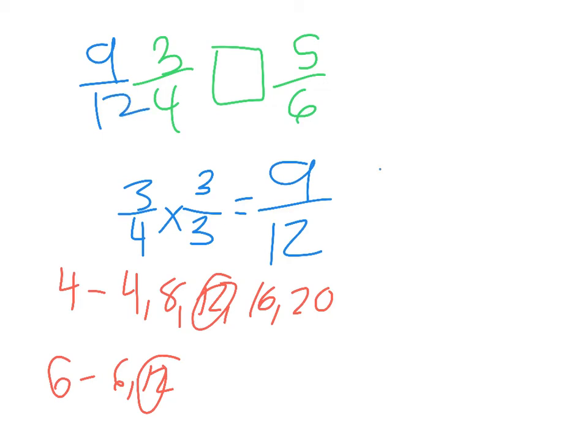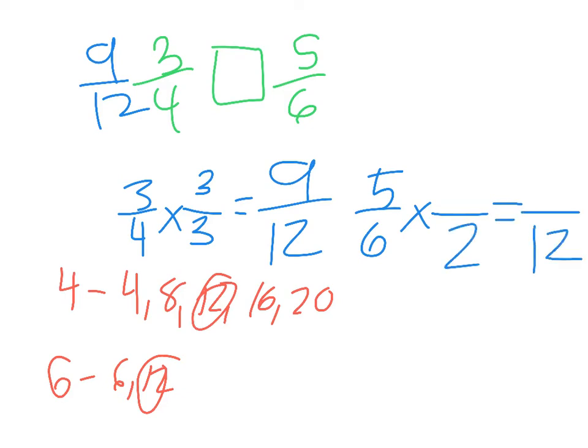And then 5/6 times a fraction equals something over 12. 6 times 2 will give me 12. 2 over 2 gives me one whole. So 5 times 2 is 10. Now I have 10/12. So that's going to, obviously 10 is larger than 9.